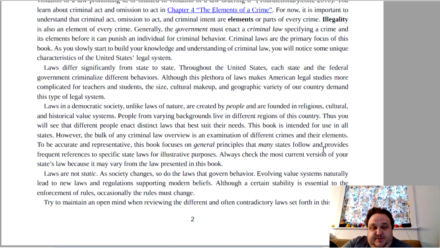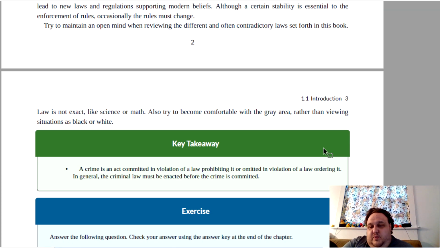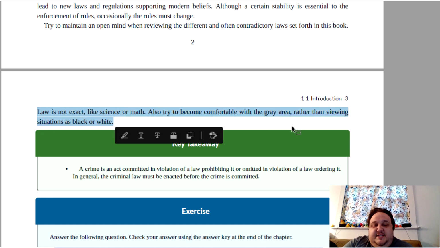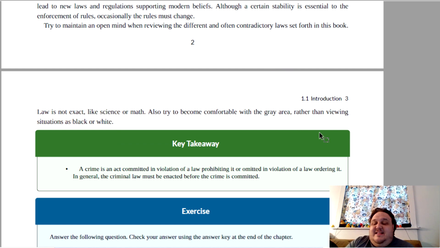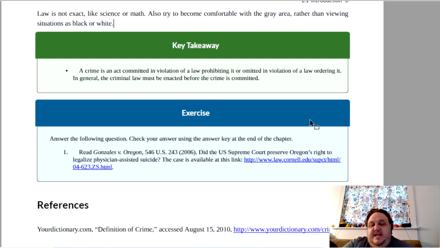That's really what I wanted to emphasize with at least part 1.1, the introduction to it. But I really like this piece and I want to highlight it. Law is not exact like science or math. Try to become comfortable with the gray area rather than viewing situations as black or white. That is one of the biggest things about criminal law and law in general. Things are not always just black and white. There are always little wiggle rooms and exceptions, and that's why they consider intent, the crime, and who was impacted, the victims. All these things play into that.